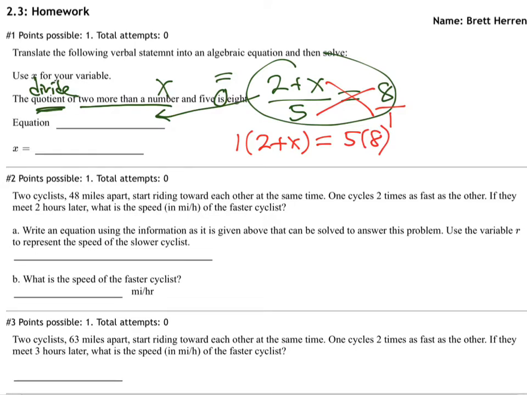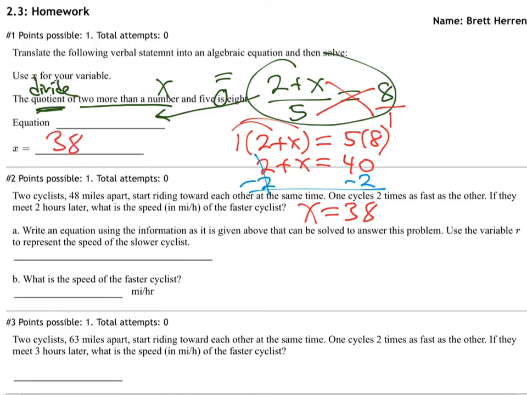Like that, that good? And then we distribute that 1. 2 plus x is 40. Last step to get x alone: subtract 2. So x is 38. Those steps make sense?